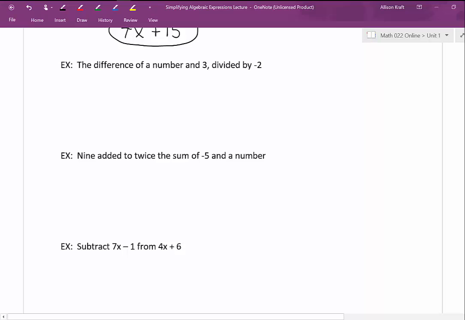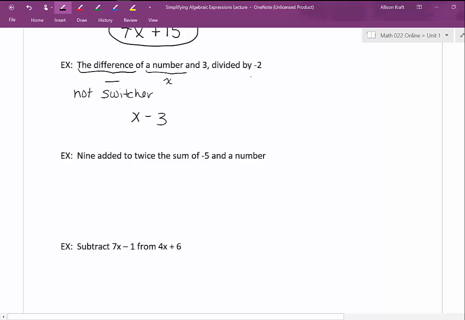The difference of a number and 3 divided by -2. I see the word difference. That tells me subtraction. It is not a switcher word, so I'm not going to switch the order. A number, well, that's my variable, and 3. So I need to subtract a number, which is unknown, and the number 3. So we write that x minus 3.